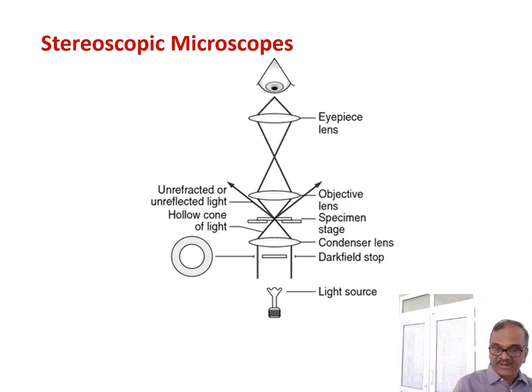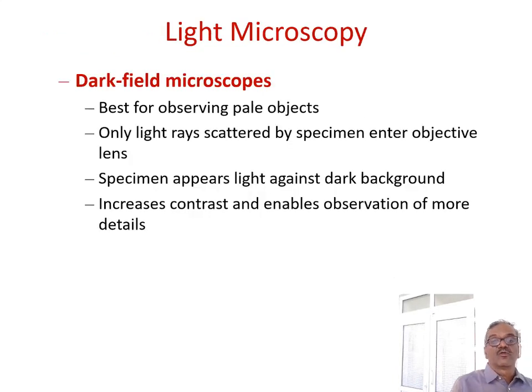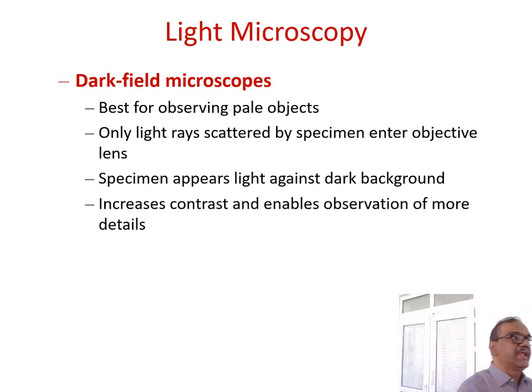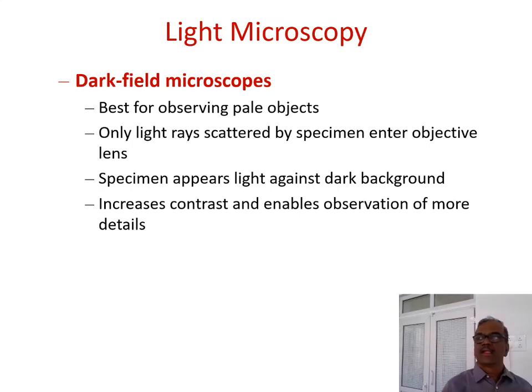So the unrefracted or hollow cone of light is passed. Then dark field microscopy. If the object is pale and the background is dark, you can easily get the contrast. So the light rays are scattered by the specimen and enter the objective lens.